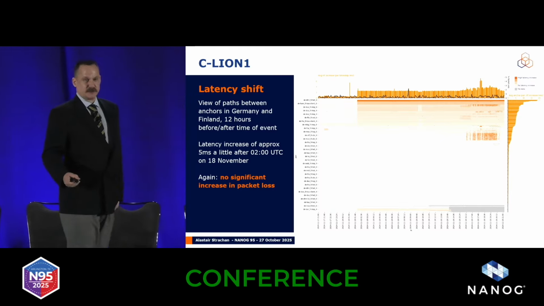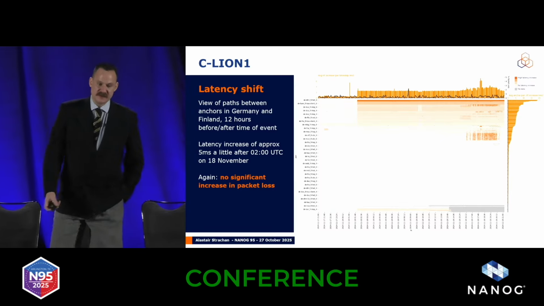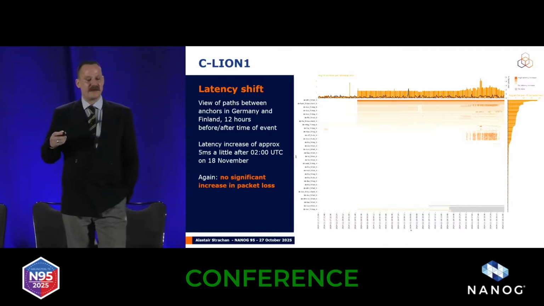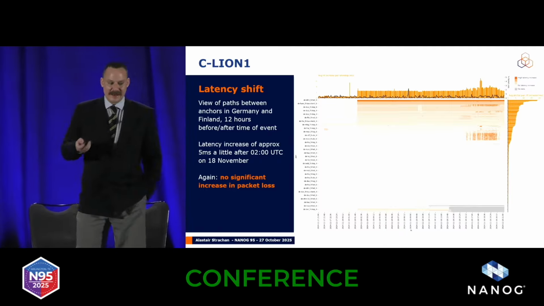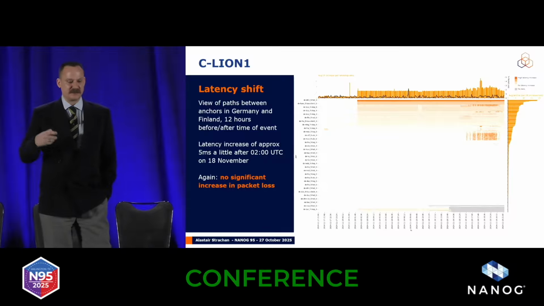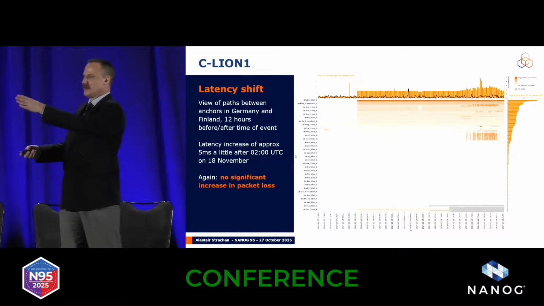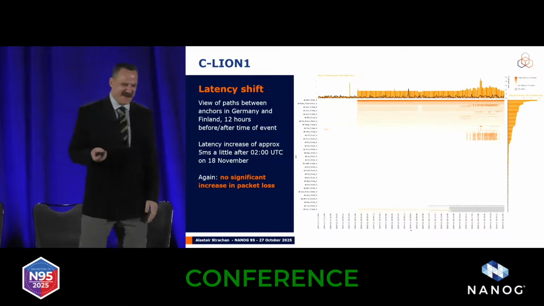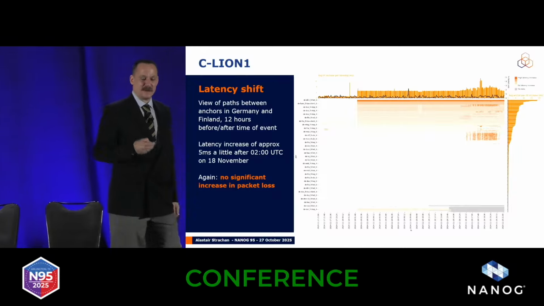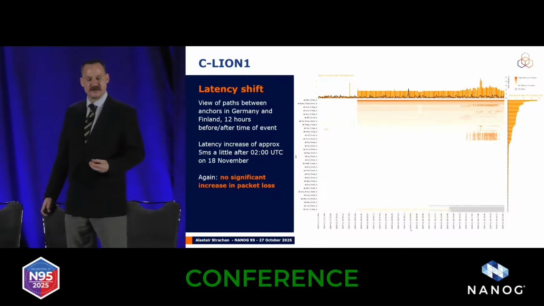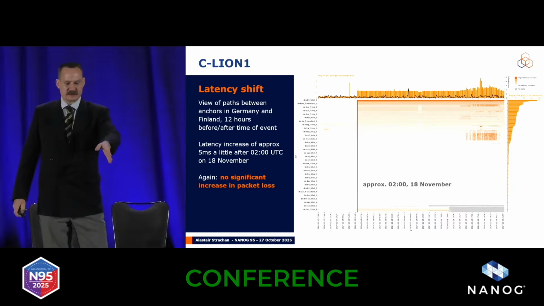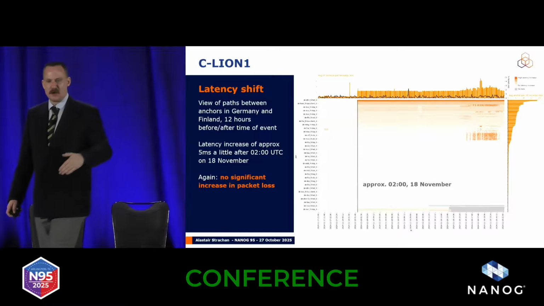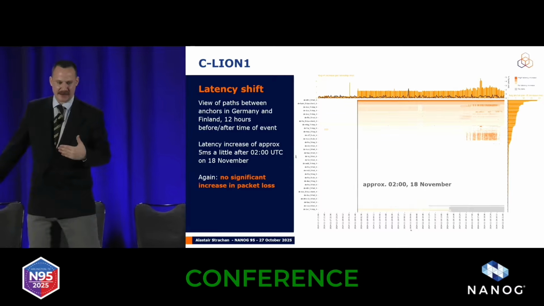Similar situation we saw with the C-LION1 cable. This is the path between Germany and Finland, again 12 hours before and after. We saw again this small increase in latency, 5 milliseconds. Well, not small in your world, but small in general. And again, no significant increase in packet loss. Here we see 2 a.m. UTC, we see this jump. There were a few spikes, but as a whole, there was no massive increase in packet loss.